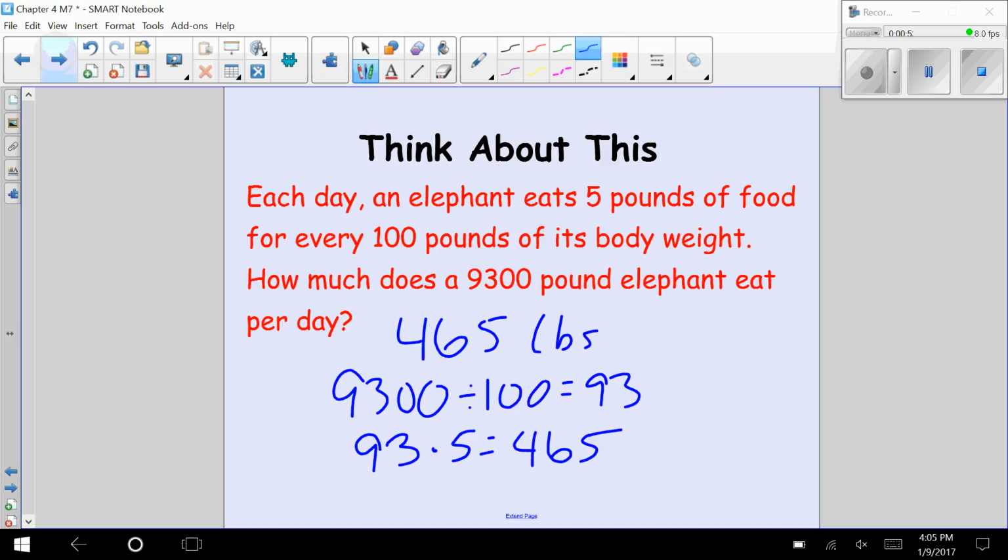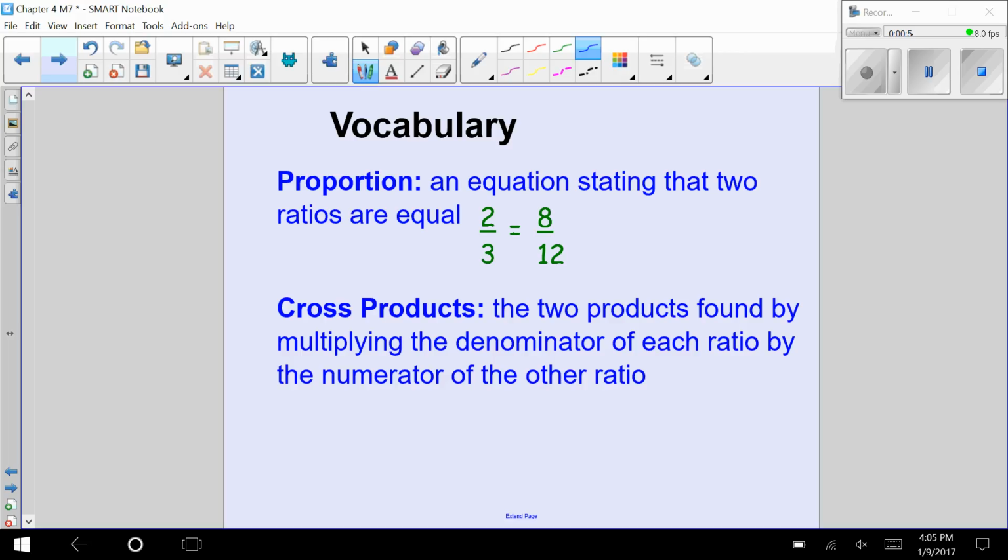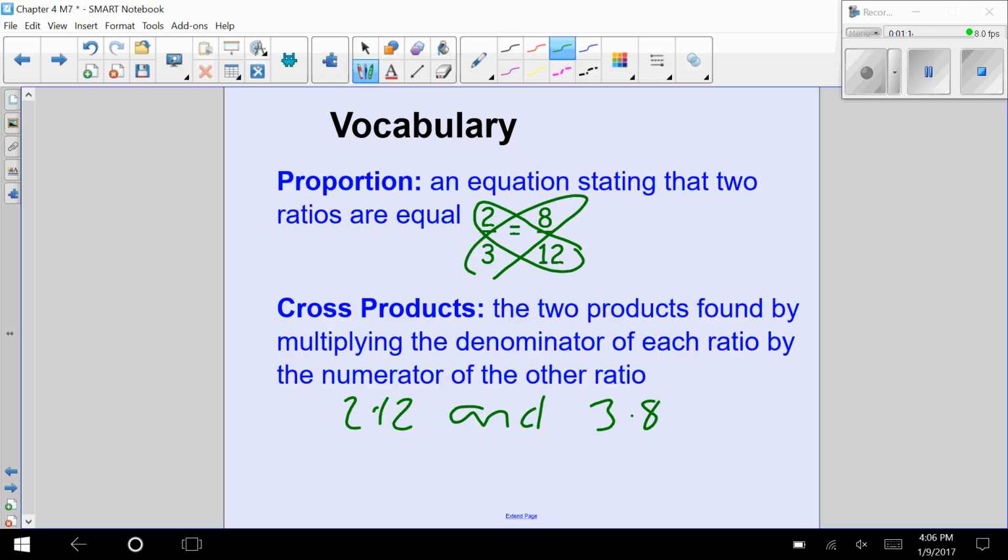Let's look at our definition. A proportion is an equation stating that two ratios are equal. For example, 2/3 is equal to 8/12. Cross products are the two products found by multiplying the denominator of each ratio by the numerator of the other ratio. So in this example, we have 2 times 12, and the other one would be 3 times 8. Those are our two cross products.